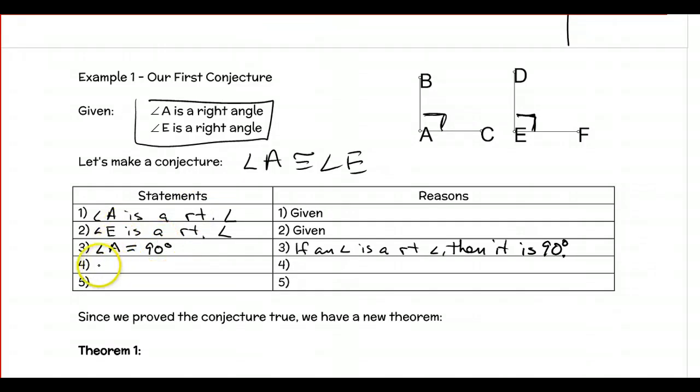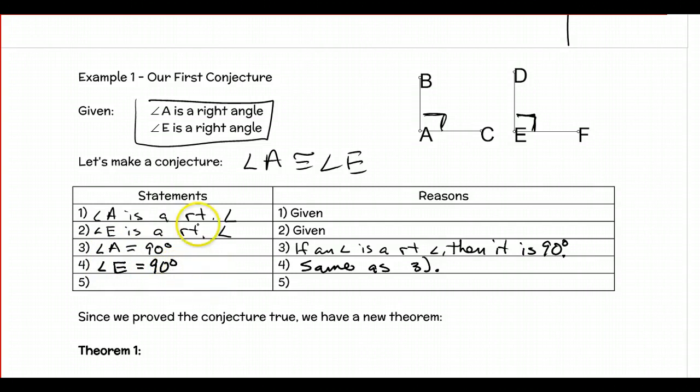And since E is a right angle, we can say that angle E equals 90 degrees. And it's going to be the same reason. So if we've used a reason already, we don't need to rewrite it again. We can just say same as 3. Okay, and be very specific what it's the same as. Don't say same as above, because it could be anything above it. Say exactly which reason number it's the same as. So this is the same as 3. So now we have angle A is 90 degrees and angle E is 90 degrees.